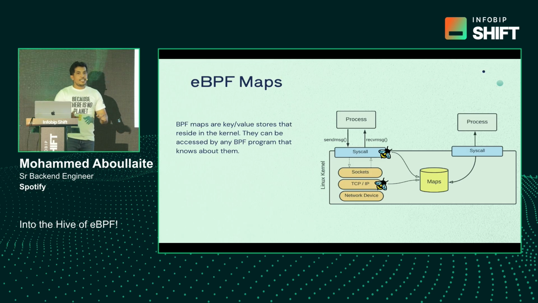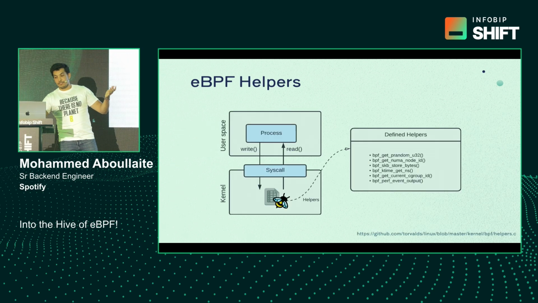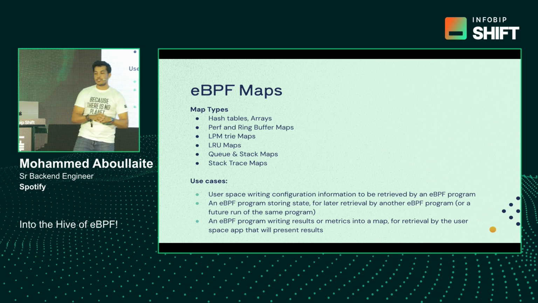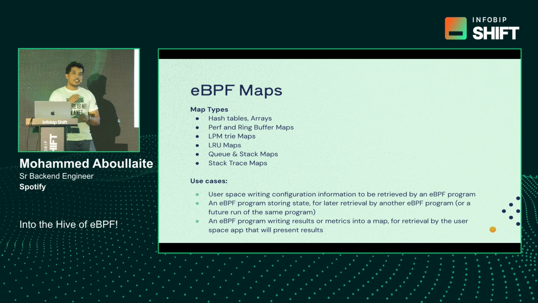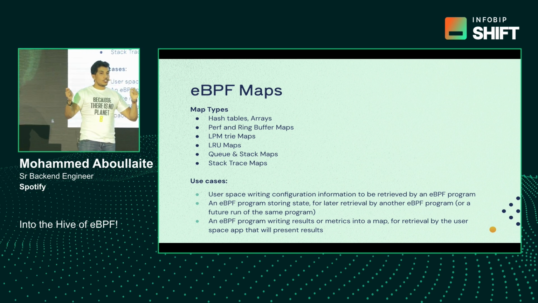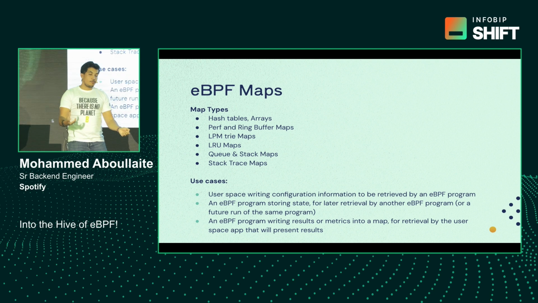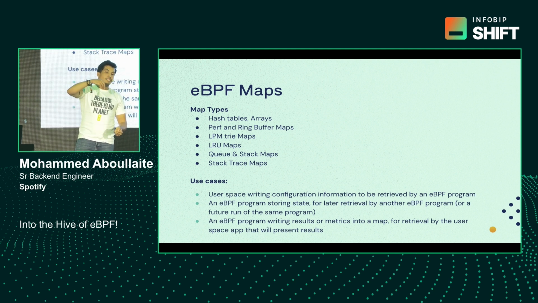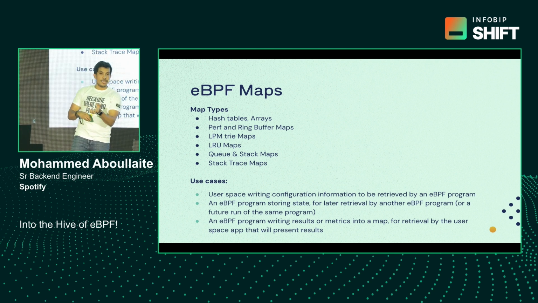eBPF maps, very briefly: when you write a program, you need some data structure in order to share the data. eBPF maps are basically a way for eBPF programs to share the data. They have different formats, like normal data structures: arrays, hash tables, stacks, queues, whatever. It enables two-way sharing of the data. The kernel program can write data to those eBPF maps, and then the userland program can read those data, or the userland program can share data to the eBPF kernel program, and it can read from it.